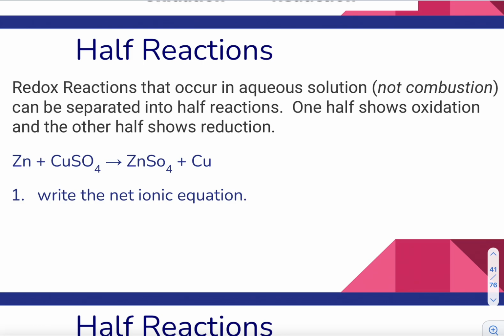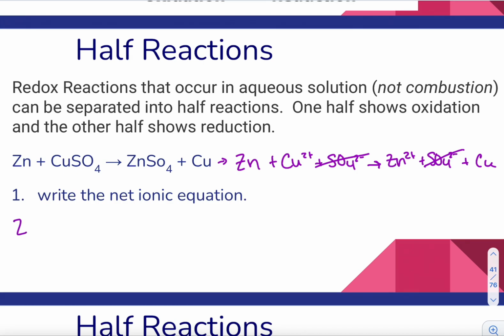So the first thing I'm going to do is write the net ionic equation. So here it would be Zn plus Cu2+ SO4 2-, gives Zn2+ SO4 2- plus Cu. We can then cross out our SO4 2- ions, so we end up with Zn plus Cu2+ gives us Zn2+ plus Cu.